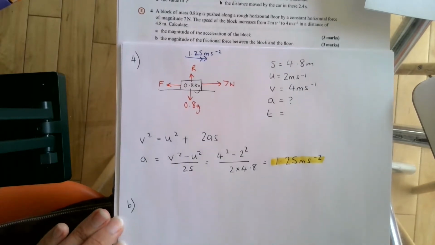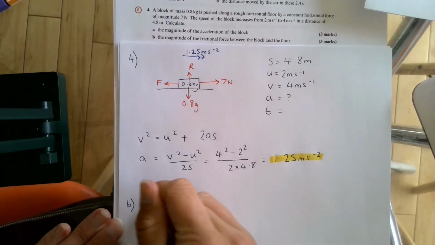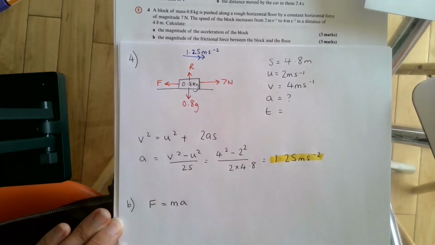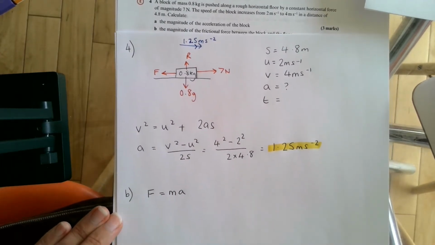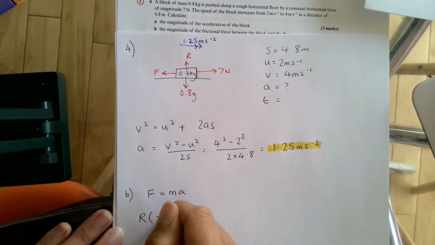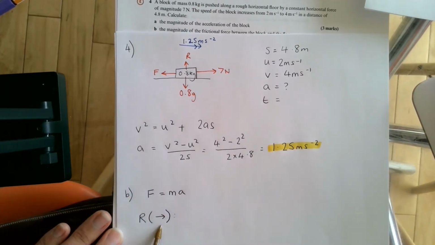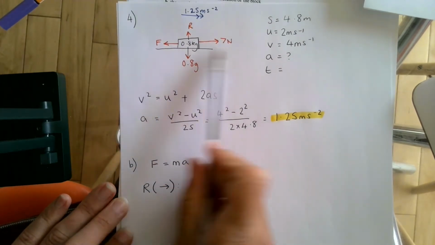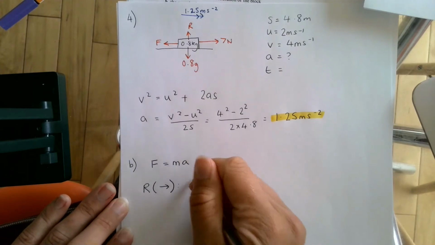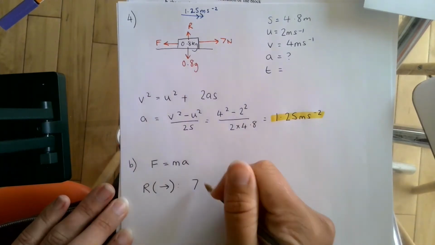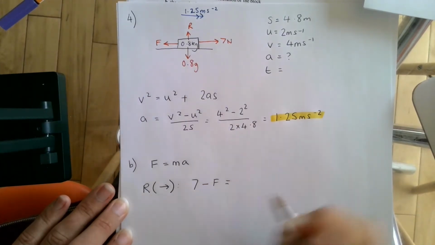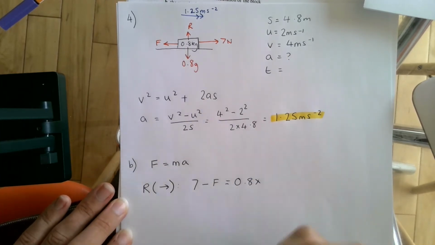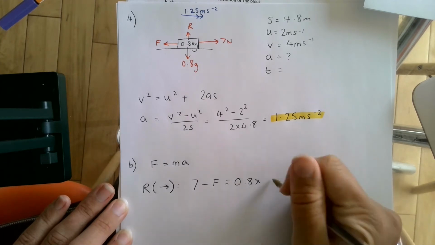Well, I know that F, as in the resultant force, is equal to mass times acceleration. So if I can resolve the forces in the direction of the acceleration, I can work out my missing force. If we look at the forces going to the right, I've got 7 newtons to the right. Take away F because it's going to the left, and that's going to be equal to the mass, which is 0.8, times the acceleration, which is our answer to the previous question, 1.25.